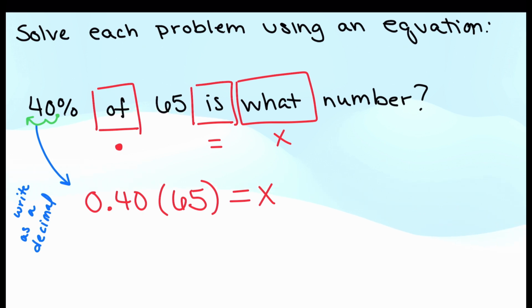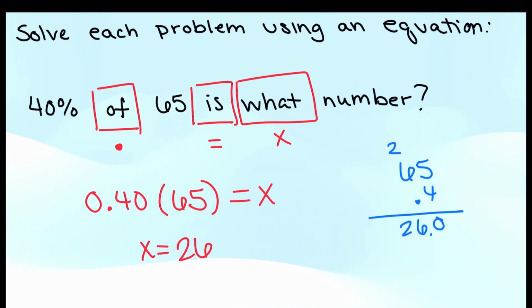So 40%, now this is kind of the part you have to keep in mind. When you're using an equation, you have to convert your percent into a decimal. So 40%, I move the decimal 1, 2 places to the left, and 40% becomes 0.4. So 40% of means multiply, 65, is, so equals, x. To find 40% of 65, we have to multiply 0.4 times 65.